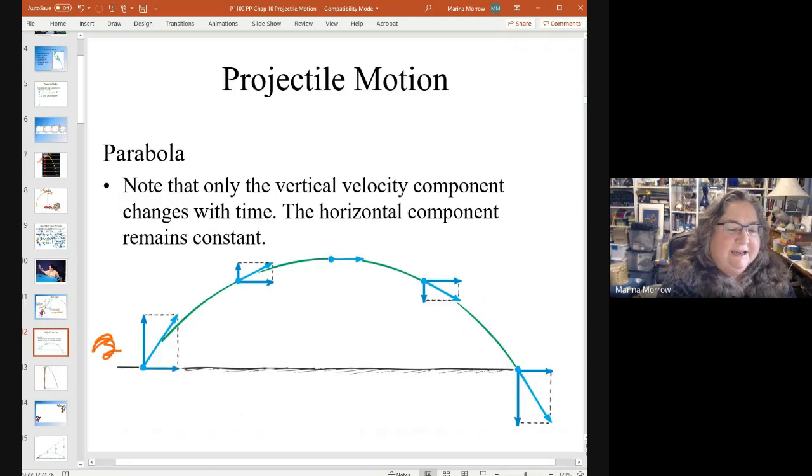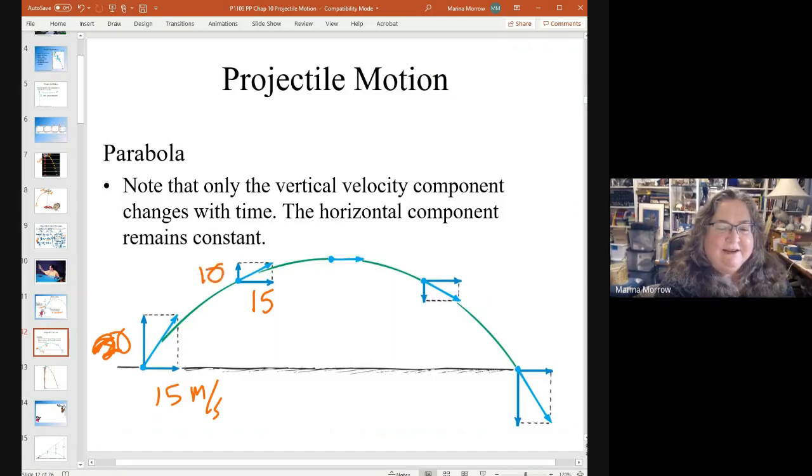Okay, so here's a projectile that's going upwards, and let's say the vertical velocity is 20, and the horizontal is 15, in meters per second. After 1 second, the horizontal will still be 15 meters per second, but the vertical will have lost 10 meters per second. So now it's down to 10. After 1 more second, the vertical will now be at 0, but the horizontal component will still be 15.